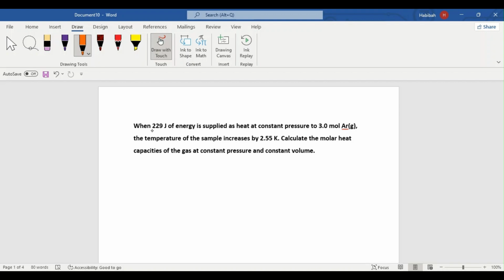So they told us energy supplied as heat. So basically, Q here is equal to 229 joules. And this situation occurs at constant pressure to 3.0 moles. So the number of moles we've been told is 3.0 mole. And the temperature of the sample increases by 2.55 Kelvin. So they are telling us now that change in temperature is 2.55 kelvins.